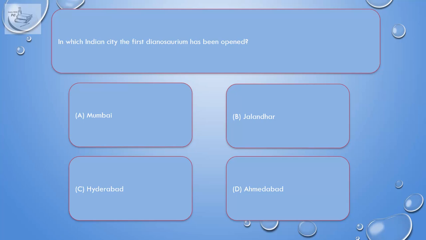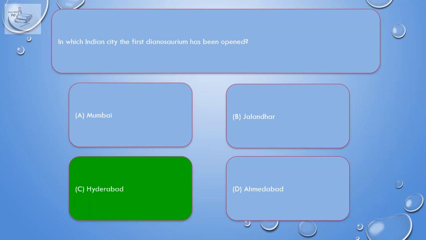Question: In which Indian city the first dinosaurium has been opened? A. Mumbai. B. Jalandhar. C. Hyderabad. D. Ahmedabad. Correct answer is C. Hyderabad.